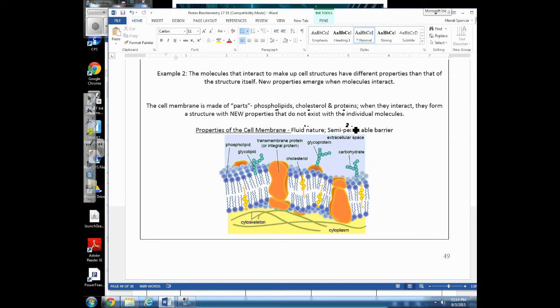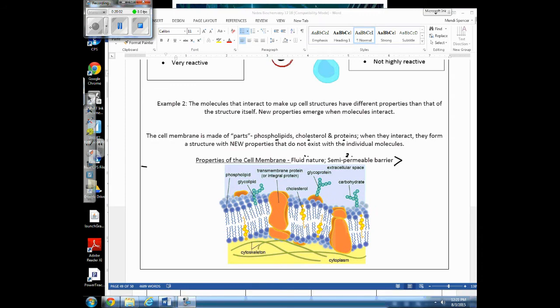So these two properties are not properties that you find in the parts. A phospholipid itself is not a semi-permeable barrier. These properties emerge only when you get the interaction between these individual molecules or these parts. Now let's talk about the idea of robustness.